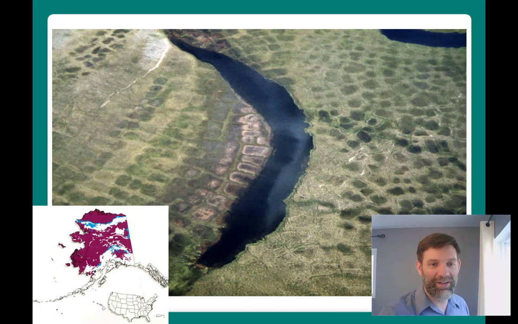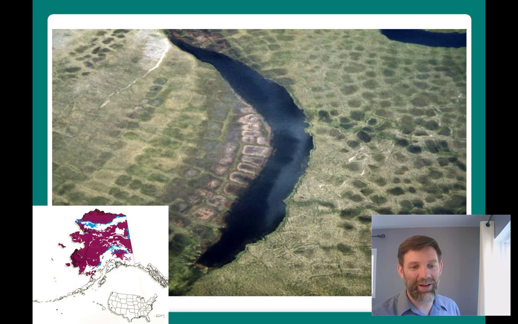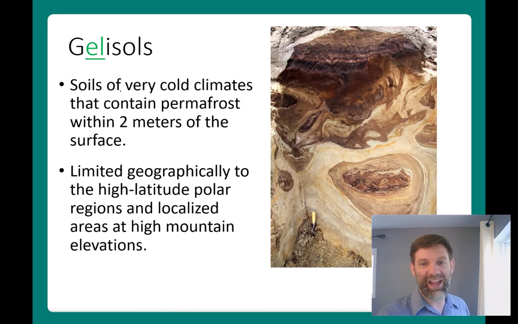I'll show you a map here. This is the map of Gelisols in the US, and they don't bother putting the tiny speck in California. Basically, it's Alaska. Most of Alaska is really cold, and so you get frozen soils. And in those frozen soils, you can get some cool patterns. I should go back and comment.